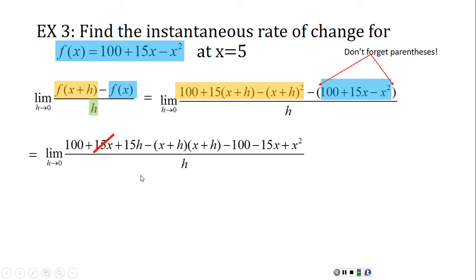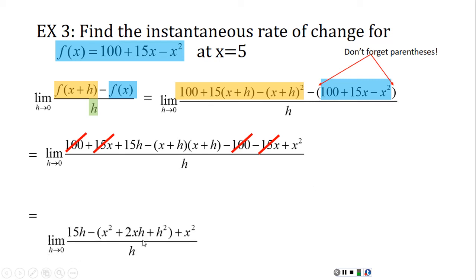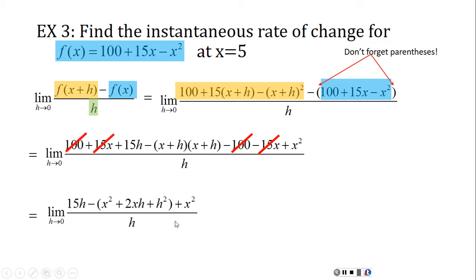So there's 15x, there's negative 15x. So I'm going to cross those 2 out. There's 100, there's negative 100. So I'm going to cross those 2 out. So making my life a little bit easier here. So I'll go ahead and write this out again. So this is going to equal, and it leaves me with 15h, and then I foiled this. If you've got to go off to the side and do it, you can, but it's x times x is x squared, plus xh plus xh is plus 2xh, plus h squared.